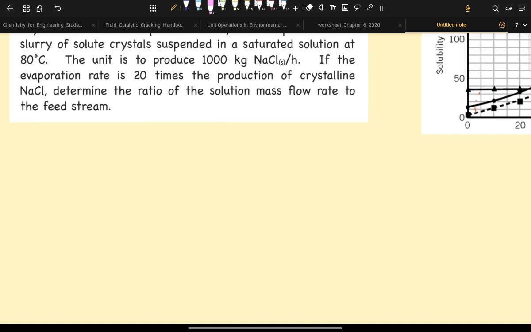So basically, before we do anything, we need to do the block diagram first to make it clearer. So I will do the block diagram first, and then we extract the information from the questions.